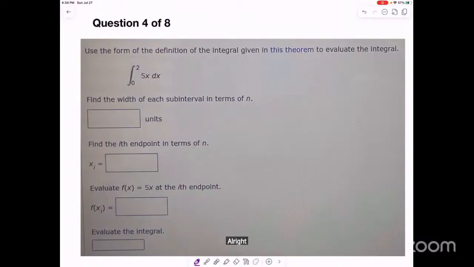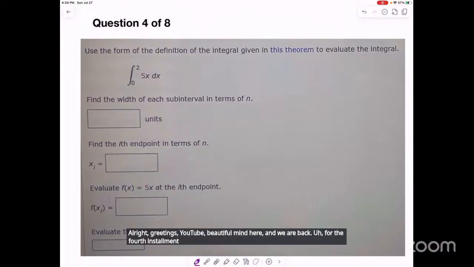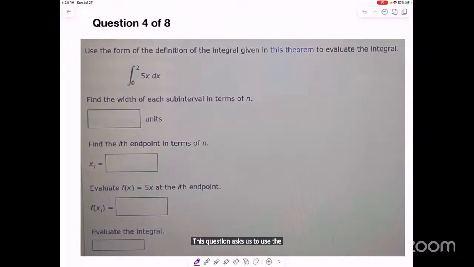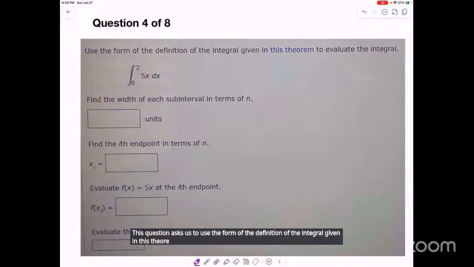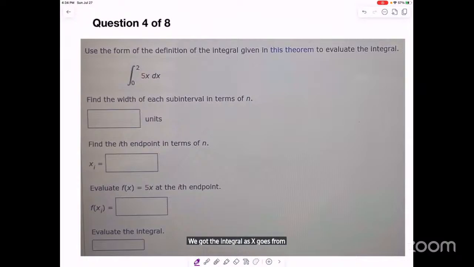All right, greetings, YouTube. Beautiful mind here, and we are back for the fourth installment of the series of 8 questions from calculus. This question asks us to use the form of the definition of the integral given in this theorem. I'm not really sure what theorem it is because it's a link that I don't have access to right now. To evaluate the integral, we got the integral as x goes from 0 to 2 of 5x dx. Find the width of each subinterval in terms of n.